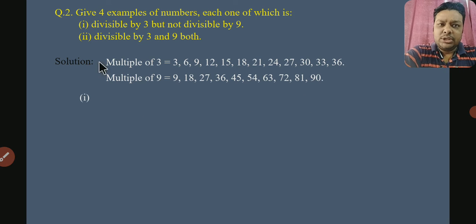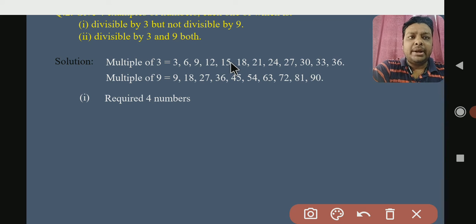Now the first question, divisible by 3 but not divisible by 9. So simple, it is what? If it is divisible by 3 but not divisible by 9, it means we have to see such numbers which are in 3 only, not common with 9. 3 you can see is only in the multiples of 3, not in 9. 6 also, you can't take 9. Then 12 you can take, 15 you can take, 18 you can't take, 21 you can take, 24 you can take, but 27 not, because 27 is divisible by 9. 30 you can take, 33 you can take, but 36 you can't take.